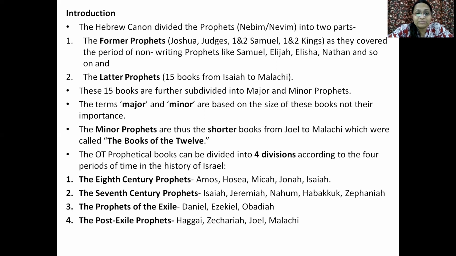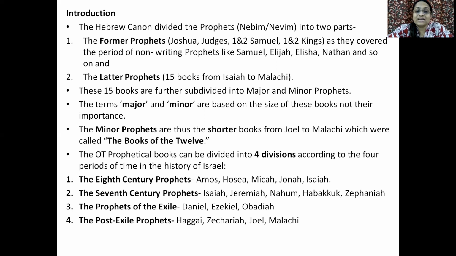Okay, so you have to remember that Daniel was not a part of the prophets in the Hebrew Bible, but it was in the writings section. Okay, so he is not found in the prophetical section. So altogether 12 plus 3, that makes 15 books from Isaiah to Malachi. Okay, so these 15 books are further subdivided into major and minor prophets. So the latter prophets are again divided into major and minor prophets.